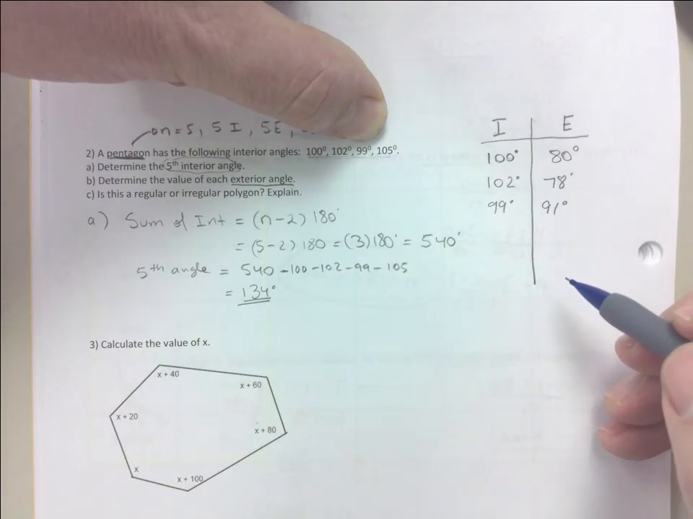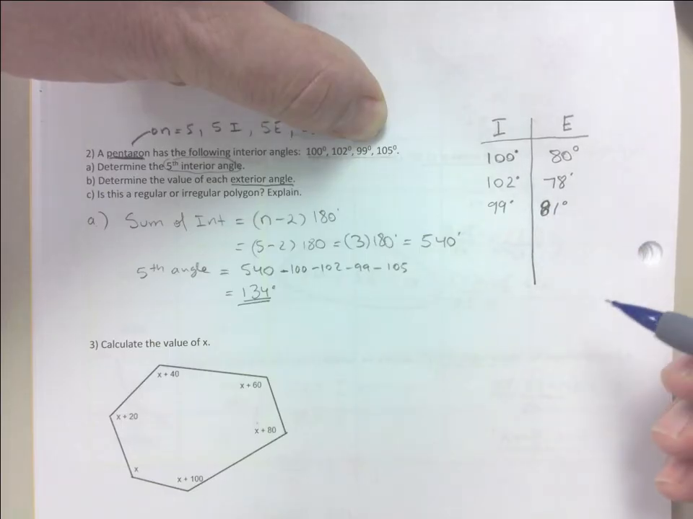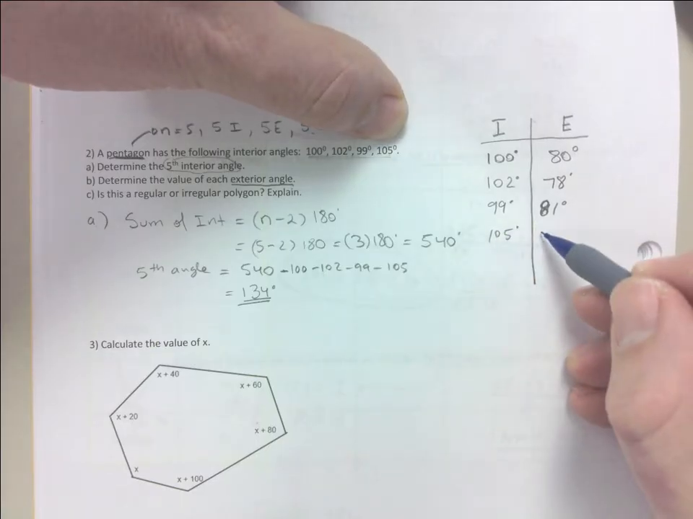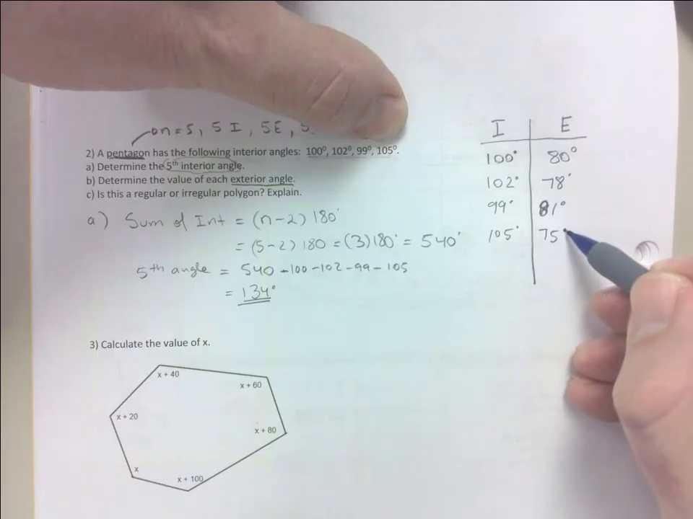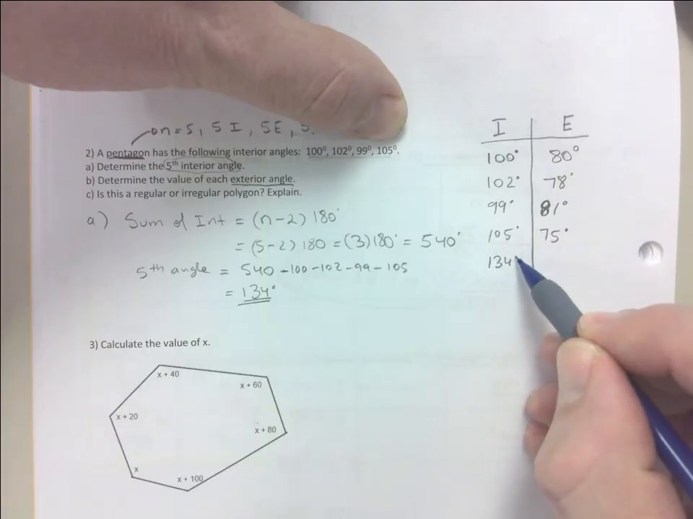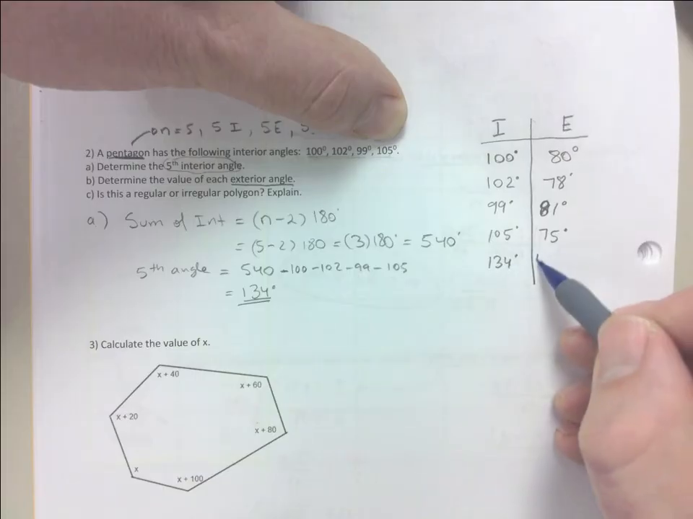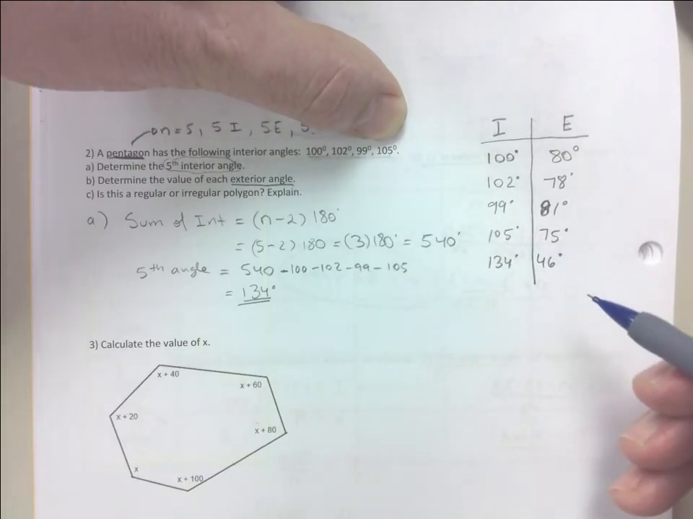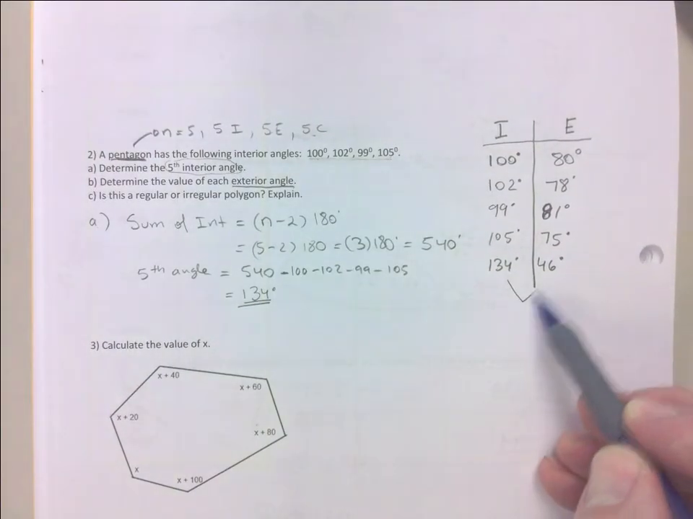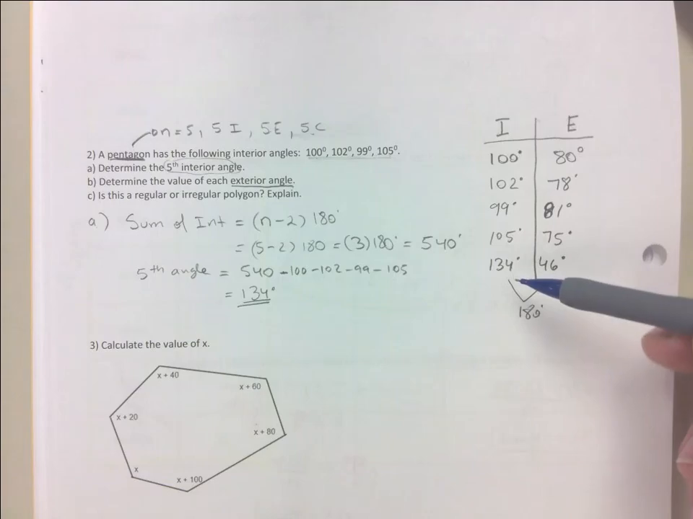If it's 99, it will be 91. No, sorry, that's wrong, right? It's Friday, give me a break. 81. If it's 105, it'll be 75. If it's 134, it will be 6 gets you to 40, so 46. They add up to 180. So you've got all the exterior angles, all the interior angles.